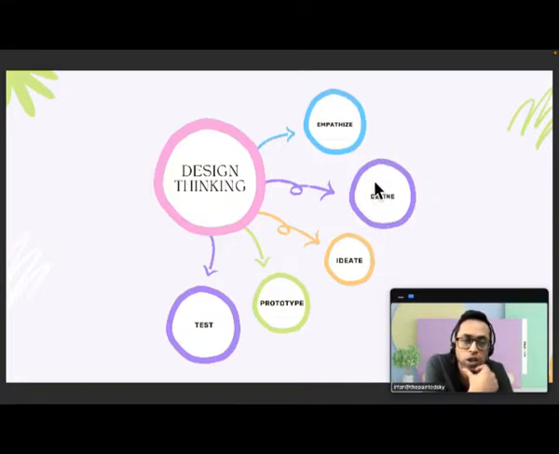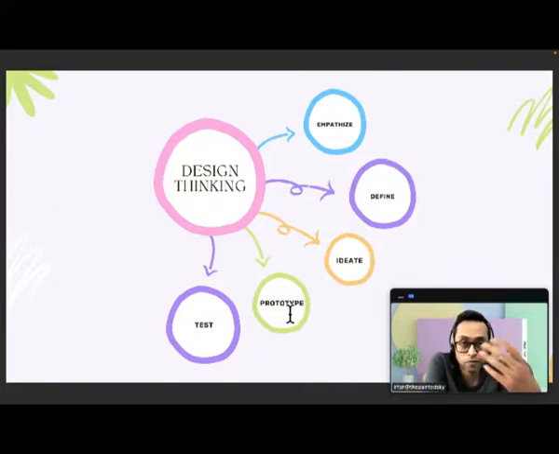So the actual problem definition happens in the second phase of design thinking, which is called define. Once you have defined the problems, you, without any judgment and with an open mind, come up with crazy, brilliant, out of the box ideas in the ideate phase, right? Then you evaluate those ideas based on your business feasibility, viability, and desirability for your customers.